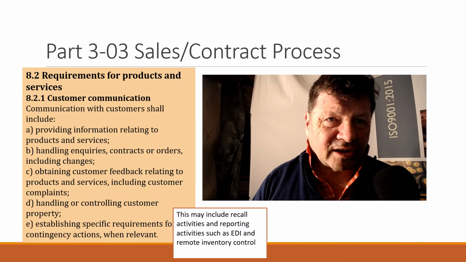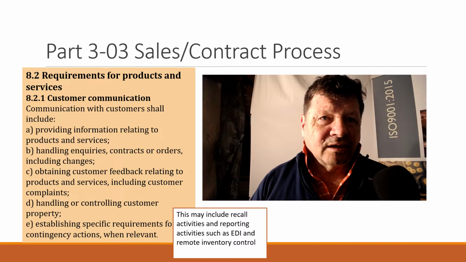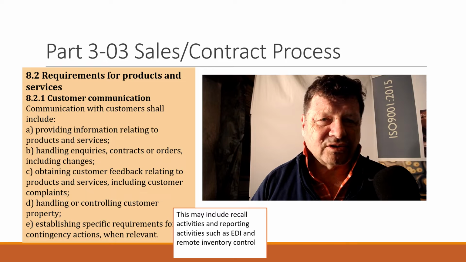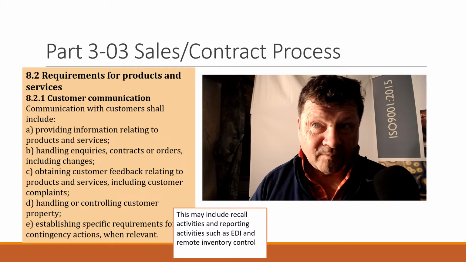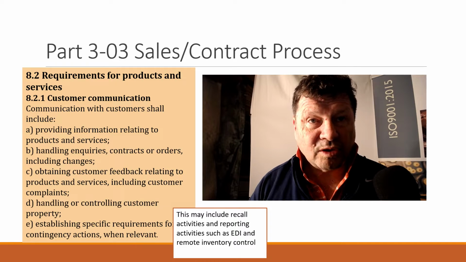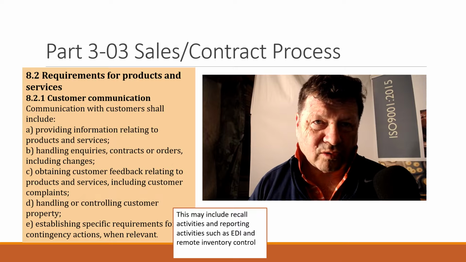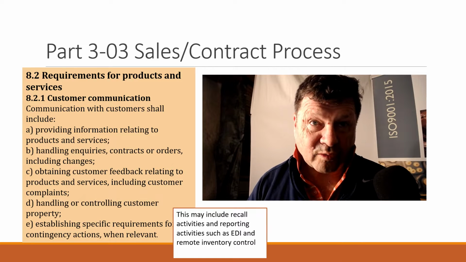All right, we're on to the sales process. The first part of this is customer communication. Communication with the customer shall include, and then there's a list of these things. But what this basically is, is how you communicate your capabilities to the customer and how the customer communicates their requirements to you. So basically, this is a rule about whether or not you can accept an order over the phone or whether you have required communication in some other fashion before you accept an order.